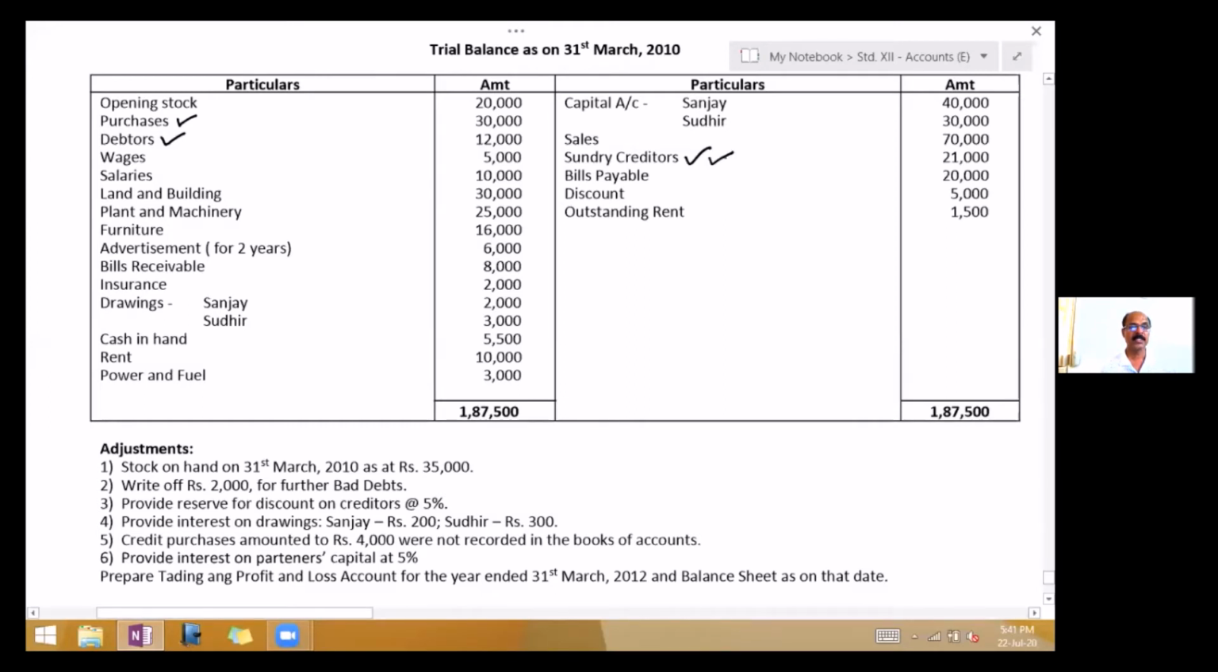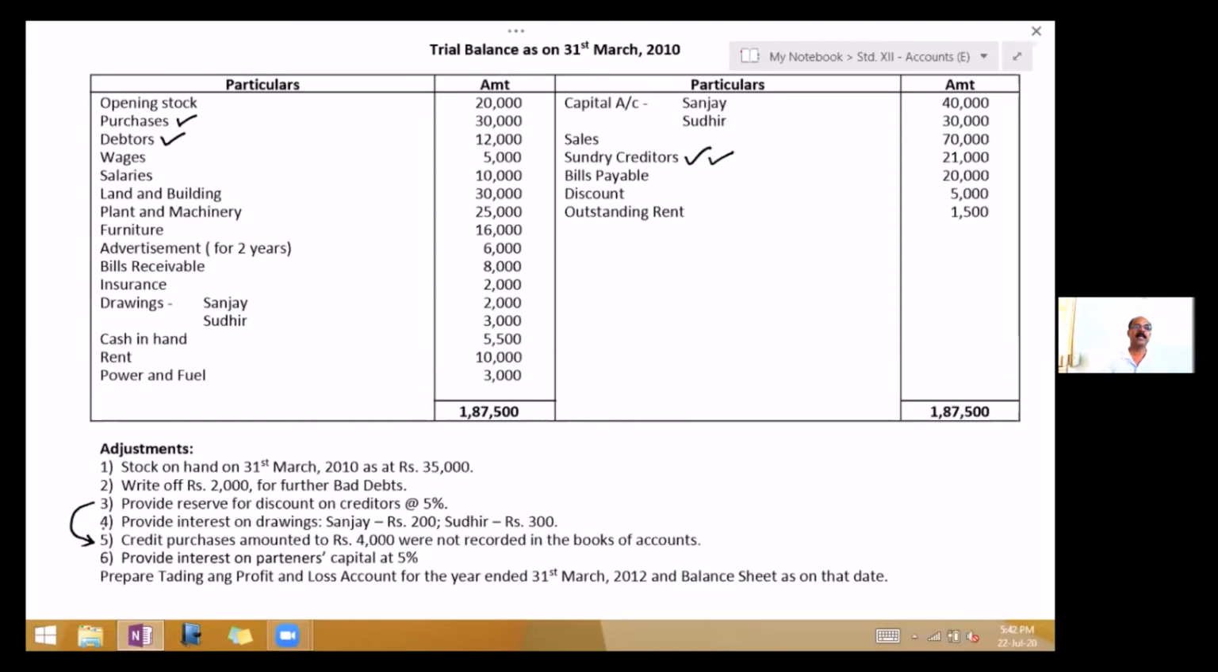Now creditors have two adjustments. Students, before you could do reserve for discount on creditors, first do unrecorded purchases and then do creditors. Be very careful, or you will definitely make a mistake. To avoid the mistake, connect adjustment number 3 to adjustment number 5. So 3 will be done in place of 5 and 5 will be done in place of 3. That's how you remember that. Next adjustment will be provide interest on partner's capital at 5%. Again, nothing to tick mark, but you will be adding to capital.